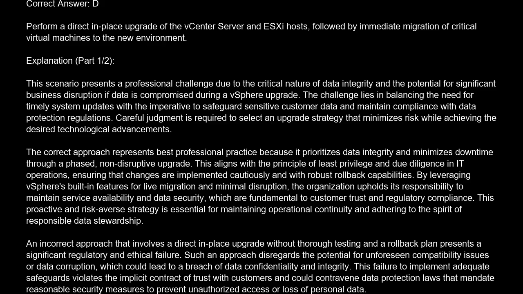An incorrect approach that involves a direct in-place upgrade without thorough testing and a rollback plan presents a significant regulatory and ethical failure.